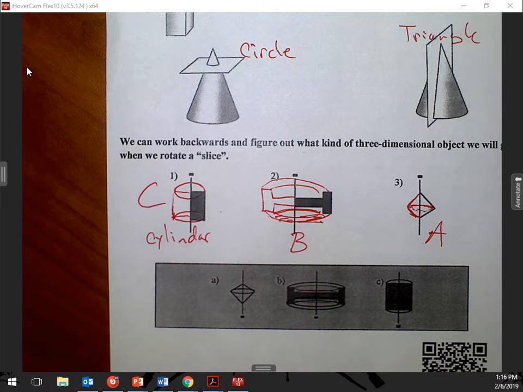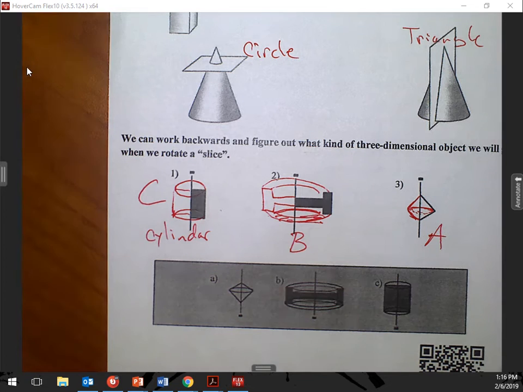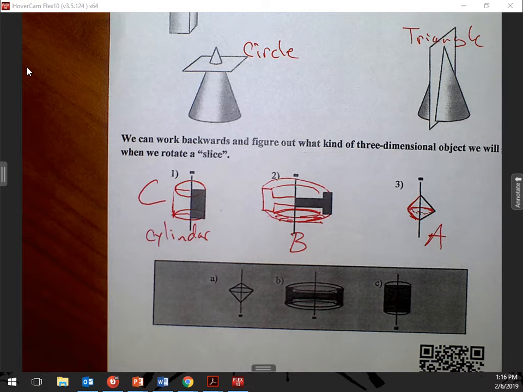Okay, so now let's talk about a couple of these other ones then. No, I'm good. No, you're not. I am though. No, you're not. I am. Oh, yeah. All right, you guys ready?